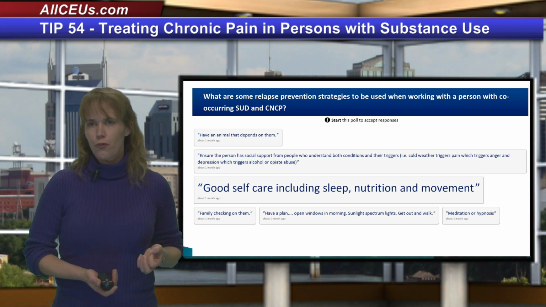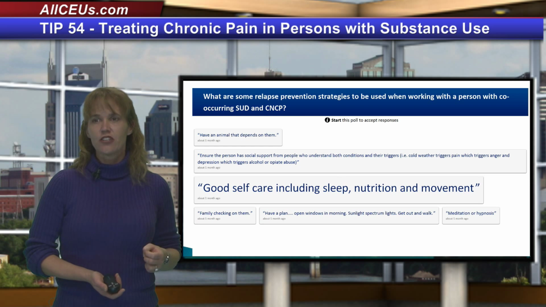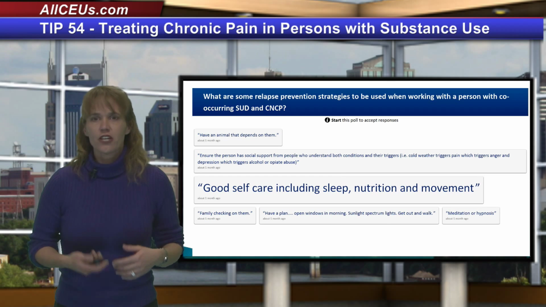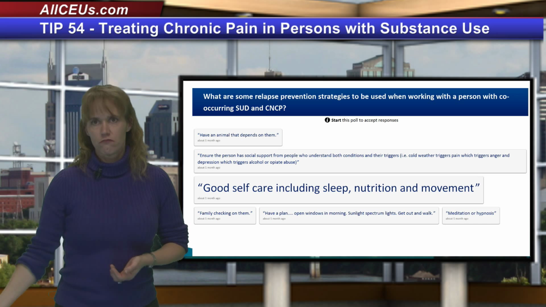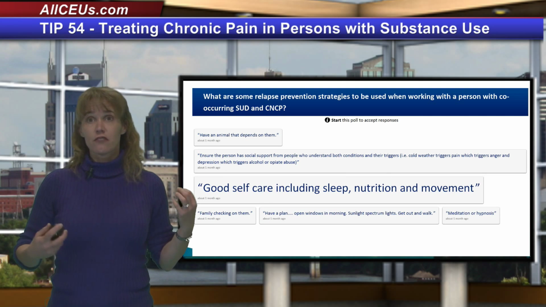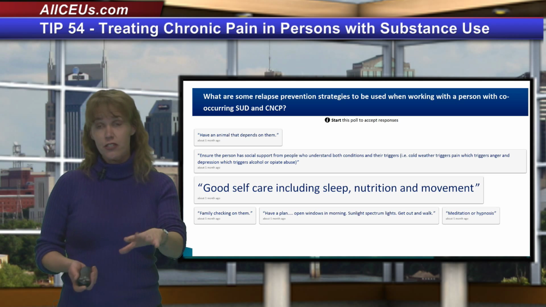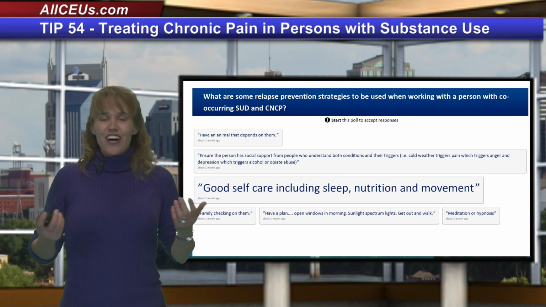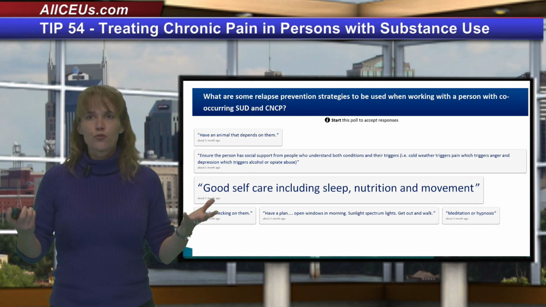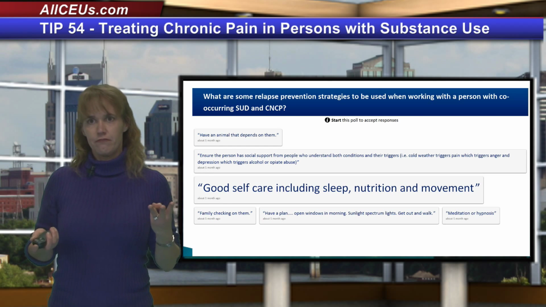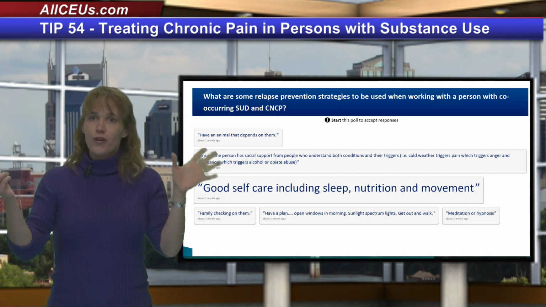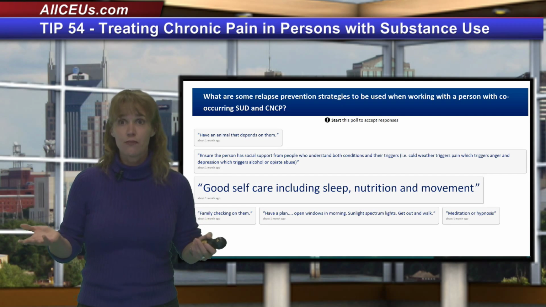Ensure the person has social support from people who understand both conditions and their triggers, i.e. cold weather triggers pain, which triggers anger and depression, which triggers substance abuse relapse. So we need to make sure this person's sober social supports, whether it be a sponsor or something else, understand how all these things relate and what your relapse warning signs are for any of them. Any of them, because we need to nip this in the bud before we have to deal with something a lot more complicated.